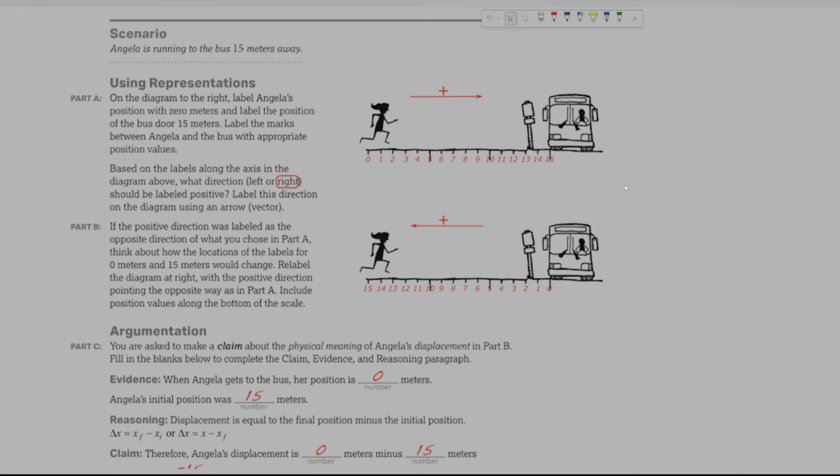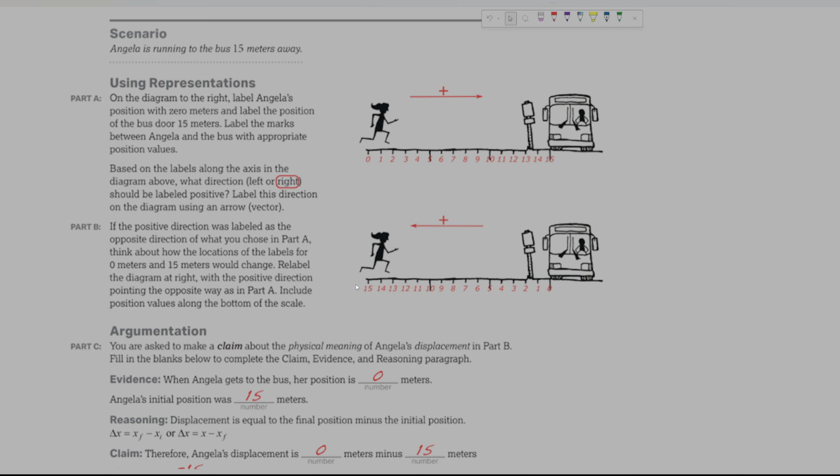If the positive direction was labeled as the opposite direction of what you chose in part A, think about how the location for the labels for 0 meters and 15 meters would change. Relabel the diagram at the right with the positive direction pointing in the opposite way from part A. Include position values along the bottom of the scale. So basically what it wants you to do is say, nope, we're not going to start with 0 being where Angela is starting. We're going to label 0 as where she's going to end up, the bus. And in this case, the positive direction also switches direction because it is going from 0 to positive 15.